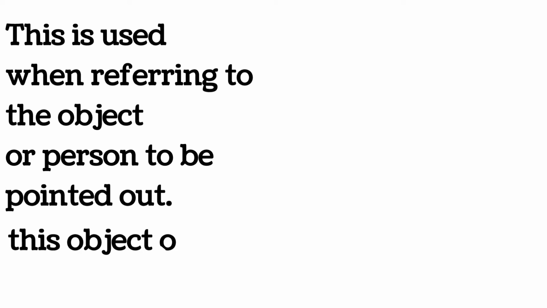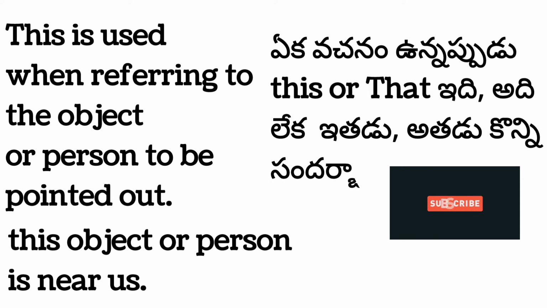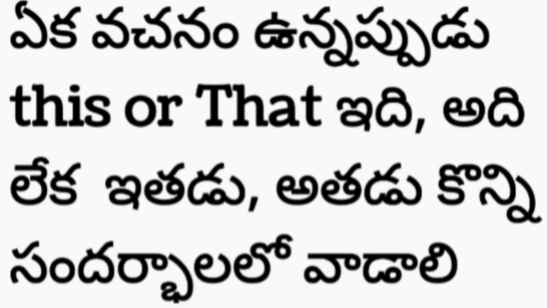This is used when referring to the object or person to be pointed out. This object or person is near us. ఏకవచనం ఉన్నప్పుడు దిస్ ఆర్ దట్, ఇది, అది, లేక ఇతడు, అతడు కొన్ని సందర్భాల్లో వాడాలి.